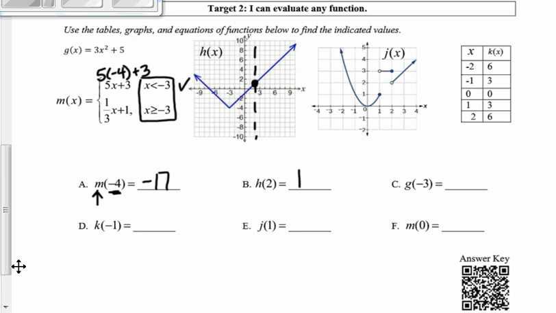On C, g of -3, I'm looking for the g function. It's that first equation, and I'm going to plug in a -3 for x. So that would give me -3 squared is 9, times 3 is 27, plus 5 is 32. k of -1. So for k of -1, I'm looking at the table. When the input is -1, the output is 3.